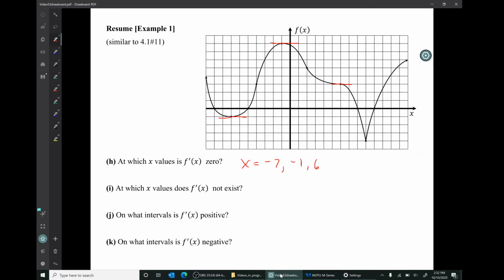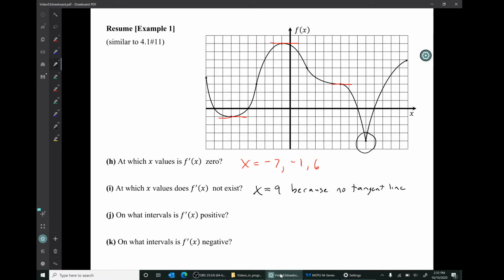Question I, at what x values does f prime not exist? Well, f prime is the number that's the slope of the tangent line. Any place there's a tangent line that has a slope, then f prime does exist. Well, we see that there's no tangent line there. Since there's no tangent line, there can be no number that's the tangent line slope, so f prime does not exist at x equals 9.